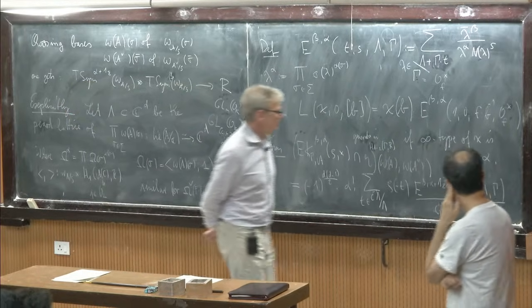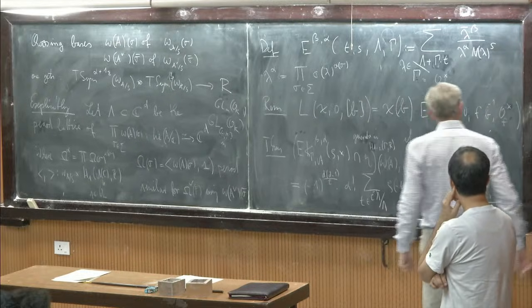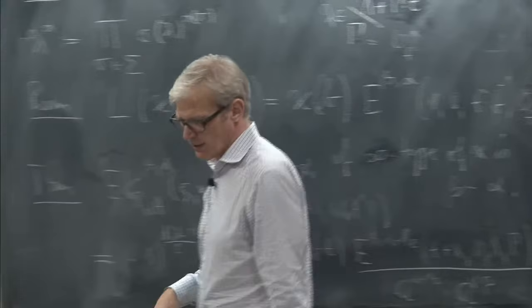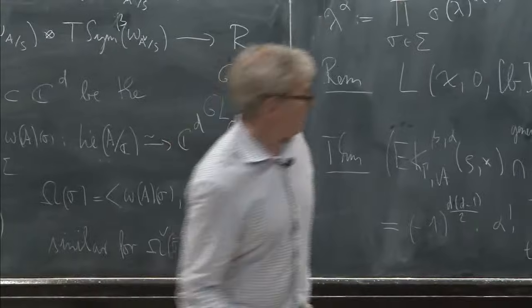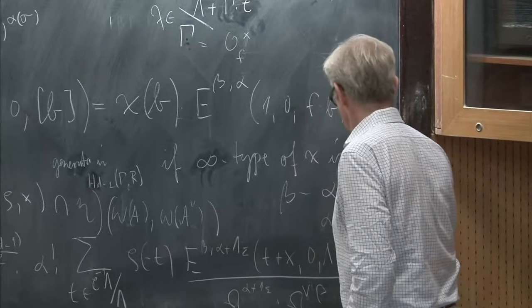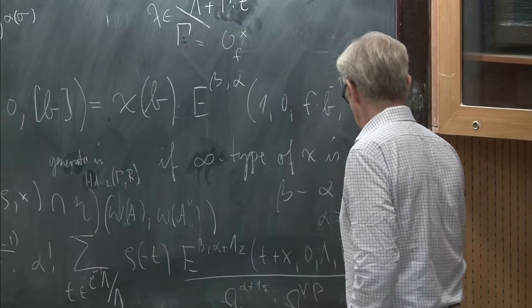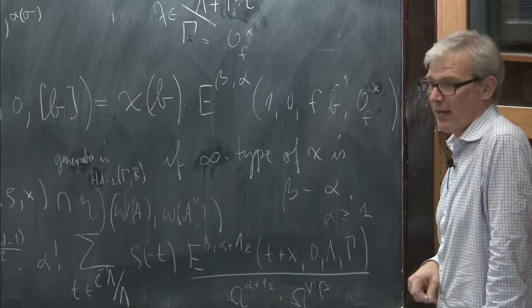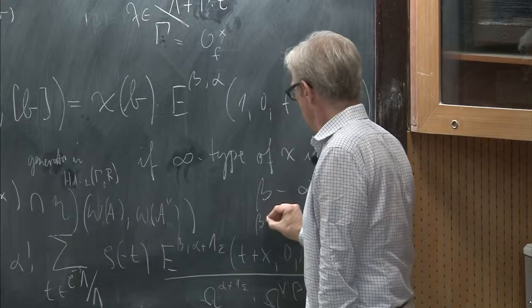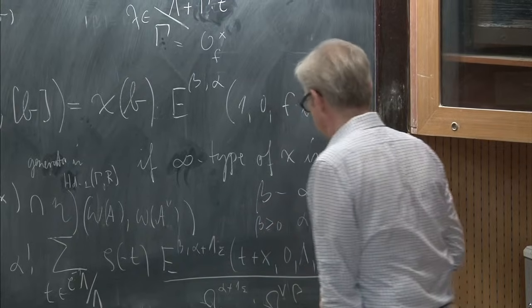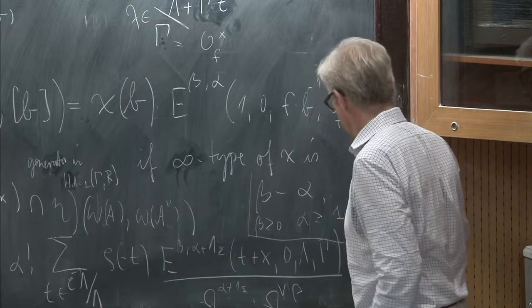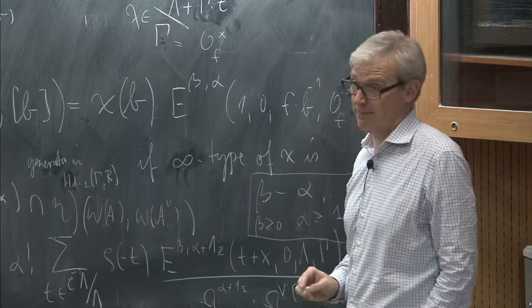Alpha can be equal to beta. Yeah, but you have to be careful. The condition is that this is critical. So alpha has to be bigger than 1 in the obvious sense. So all alpha sigma have to be bigger than 1. And then beta can be anything greater or equal to 0. That is the condition that the infinity type is critical.